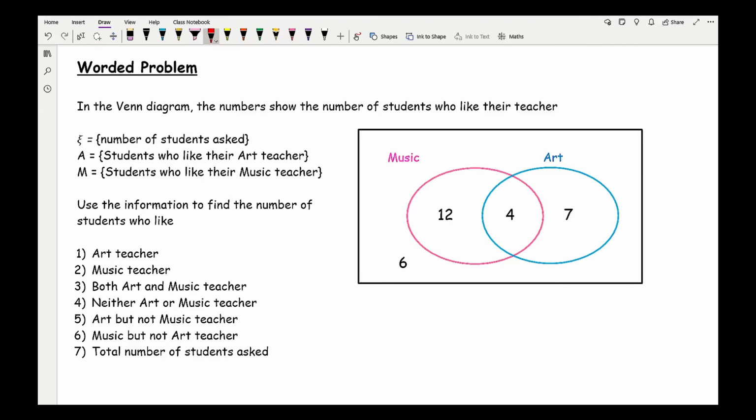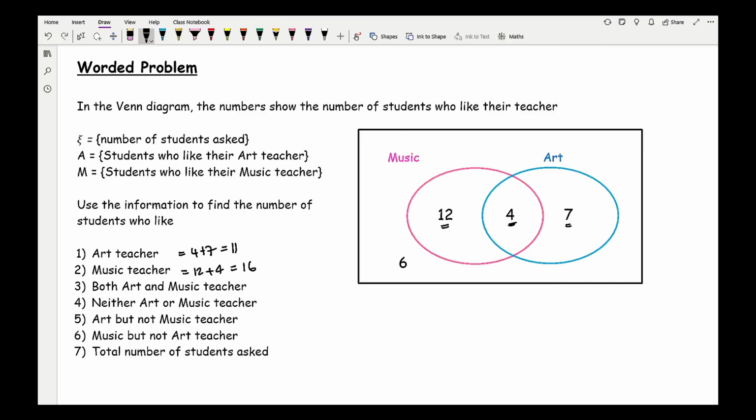Now the art teacher is the numbers that are inside our blue circle, which we need to add together. So imagine there's people in that, the number represents how many people are in each of those sections. So how many people are in the art? Well, there's 4 people here, there's 7 people here, so the answer is going to be 4 plus 7, which is 11. Now for the music teacher, again we've got 12 people in this section, 4 people in this section, so that's going to be 12 plus 4, which is 16.